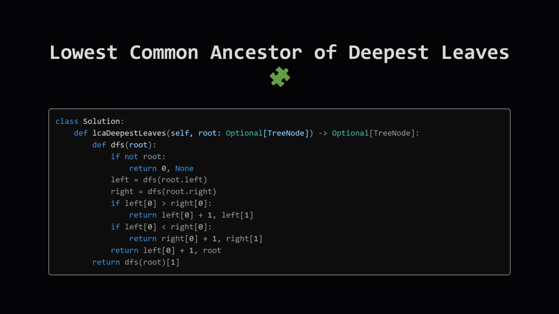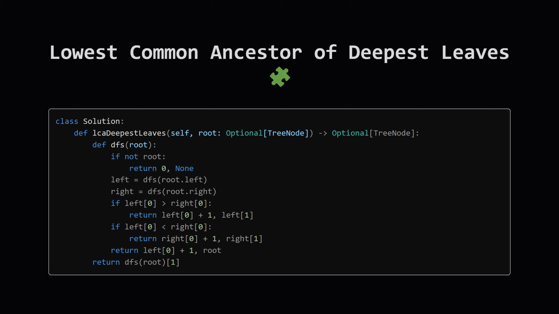Finally, I solved problem 1123, Lowest Common Ancestor of Deepest Leaves. The goal here is to find a specific node in a binary tree. We need the node that is the lowest common ancestor of all the leaves that are at the maximum depth in the tree. Here's the recursive approach using depth-first search, which works quite nicely. The core idea is to design a helper DFS function that returns two pieces of information for any given node.